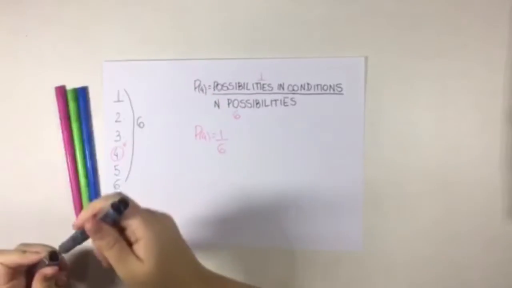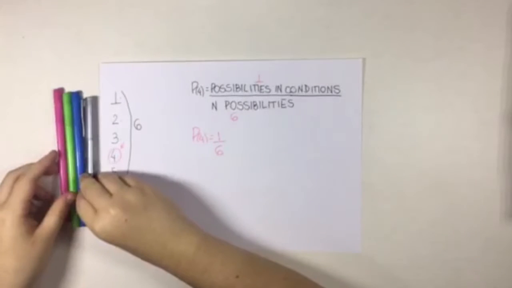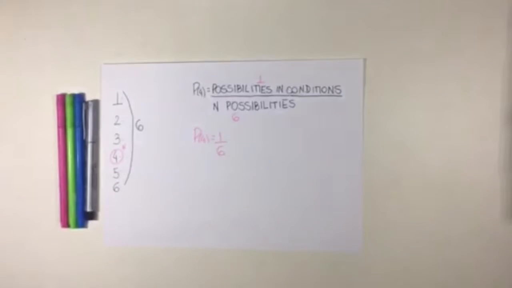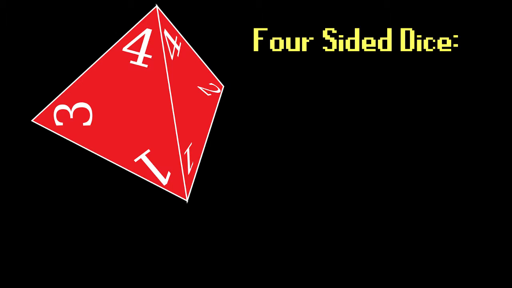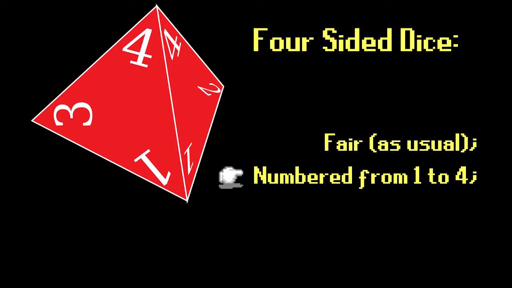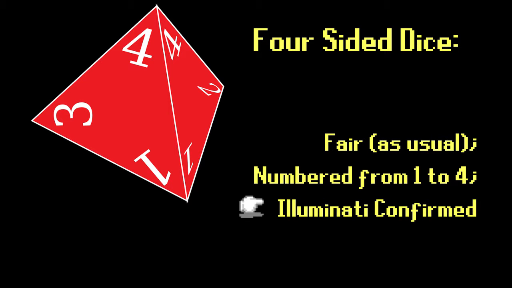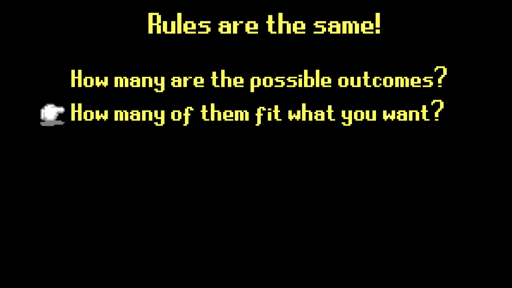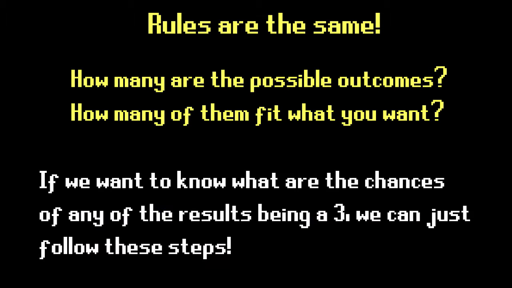But what if I were to use 2 dice, or roll the same dice twice? A little tongue twister there. For this case, we're going to use a 4-sided dice, fair as usual, to make things simpler. You'll see later why. In general, the same rules apply for any number of dice, or any probability at all. This means that you still need to know how many equally likely possibilities there are and how many of them fit what you want.